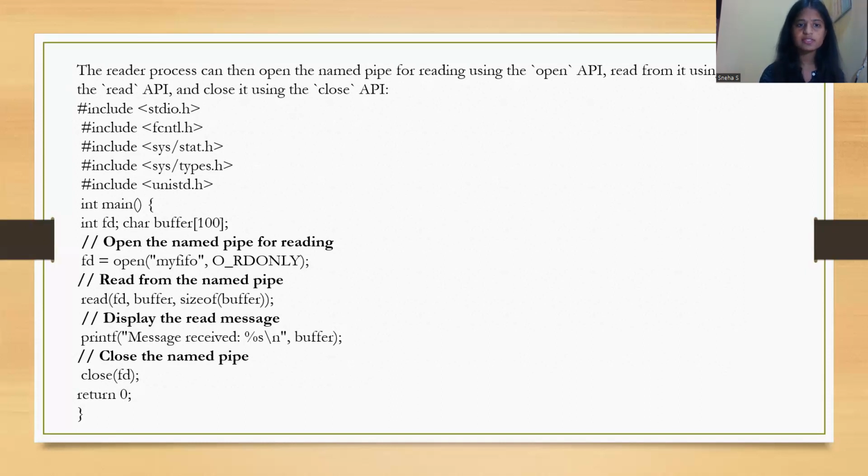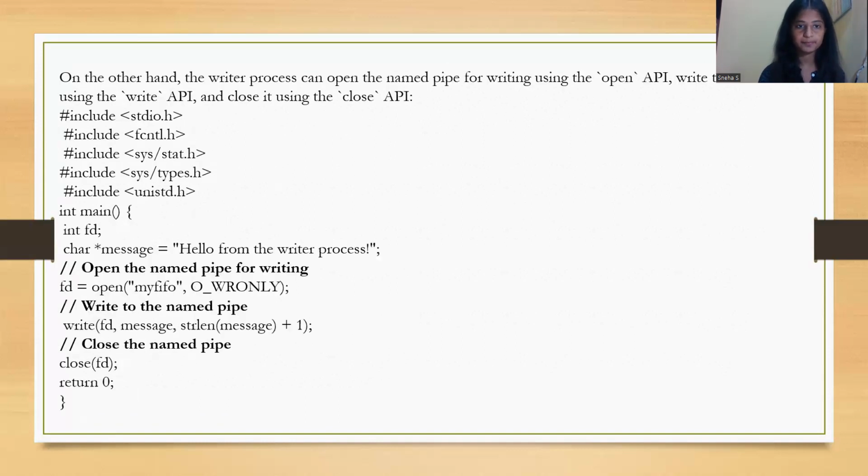So we are using O_RDONLY, which means read only. Now in the next step, it reads the data into the buffer, whatever size is taken, and will display this particular message by printf and close the pipe. Now in the writer process, we have to write the message.